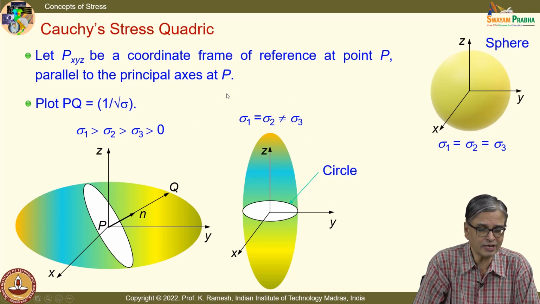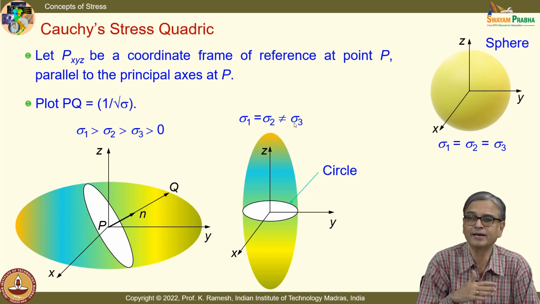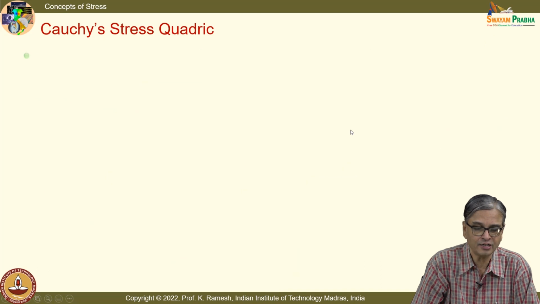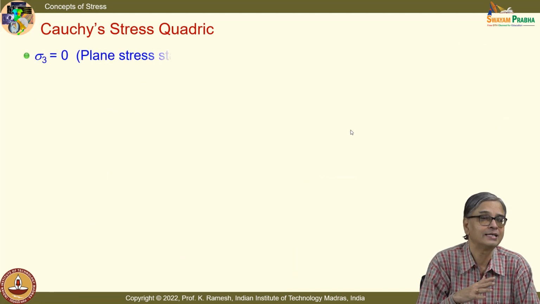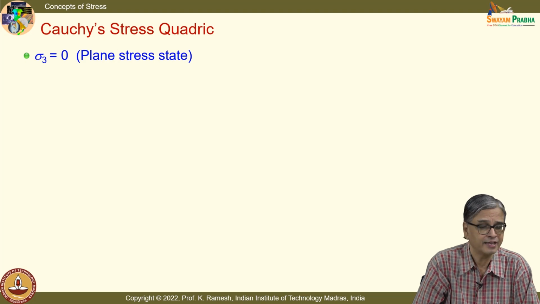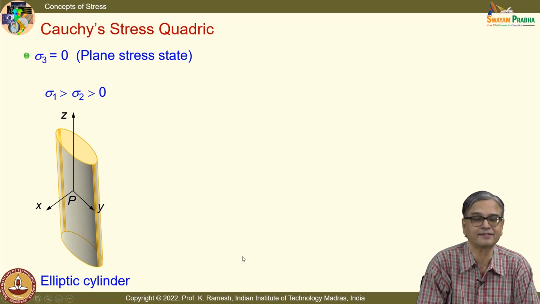And even for other cases, when I come down to a planar situation, you get beautiful geometrical patterns. And this was credited to Cauchy, and we have already looked at how Cauchy was responsible for establishing the concept of stress tensor. That happened in 1822. Fine. Suppose I take a plane stress state, if I have sigma 1 greater than sigma 2 and they are both positive, then I get an elliptic cylinder.